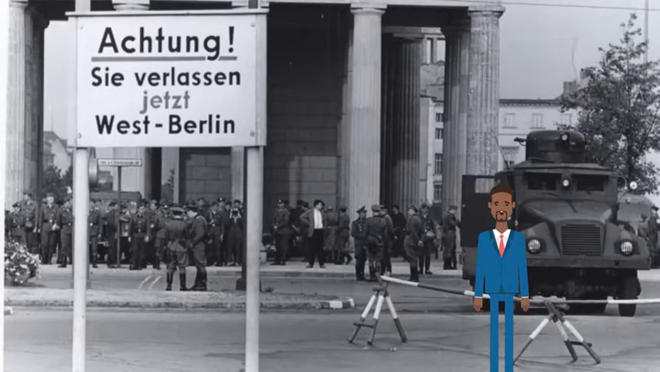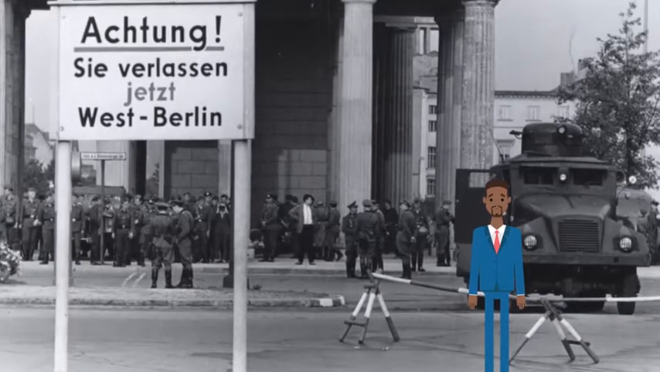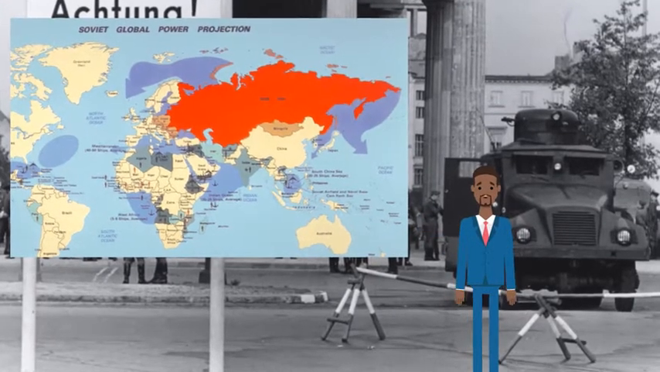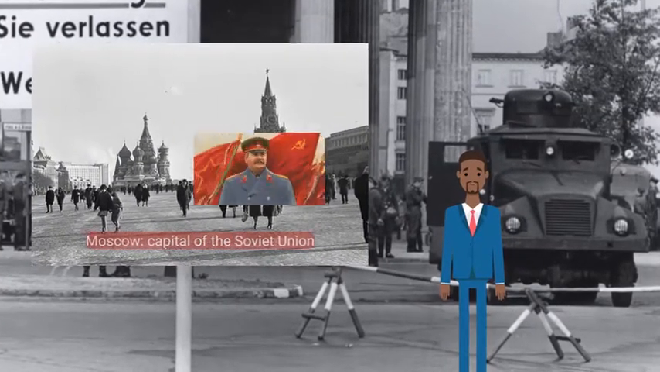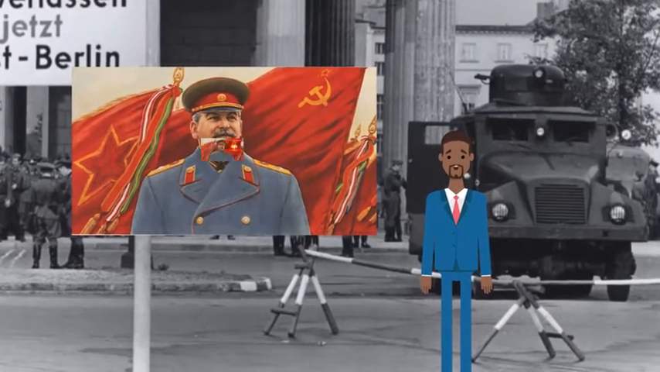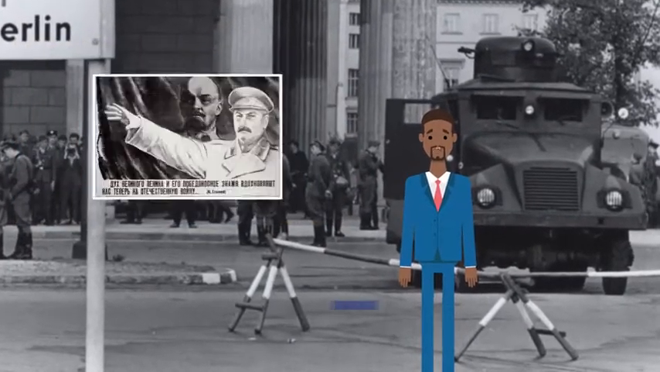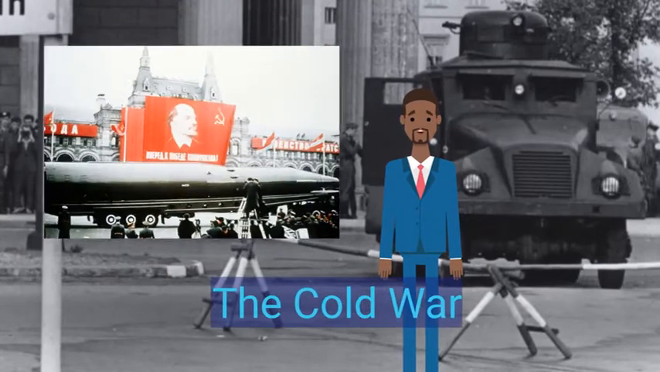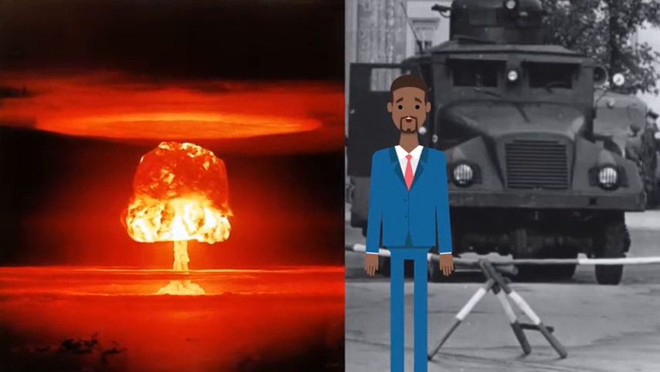After the end of World War II, the Soviet Union and the United States emerged as the two global superpowers. The Soviet Union, seen here in red, was made up of 15 separate republics. Their capital city was in Moscow, in the Russian Republic, with Joseph Stalin as the ruling dictator. Stalin ordered the development of the Soviet Union's first atomic bomb, which they completed in 1949. The next 40 years was an era referred to as the Cold War. During this time, tensions between the United States and the Soviet Union were very high, and the threat of a nuclear war was always present.